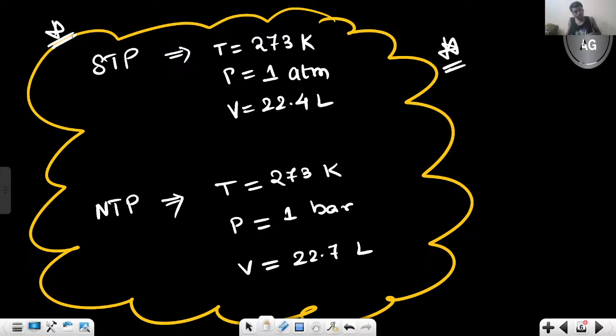So for NTP, temperature remains the same, but the pressure unit changes. Initially it was 1 atm, now it is 1 bar, and atm and bar are not the same. Some 10 to the power 5 relation is there, I don't remember exactly. If it is STP, volume is 22.4 liter. If it is NTP, it is 22.7 liter. Clear?